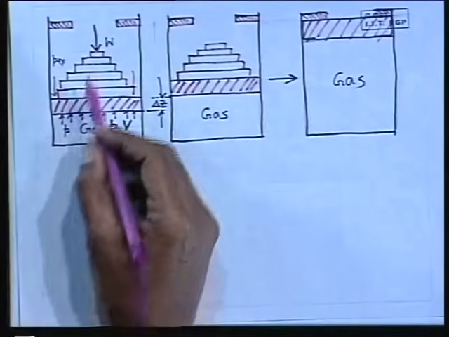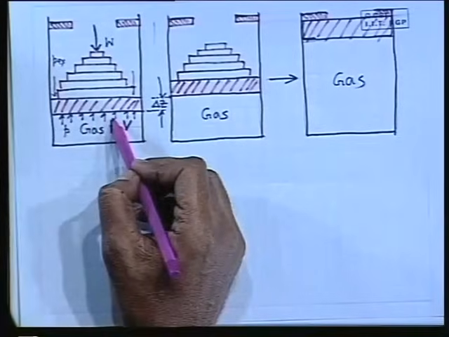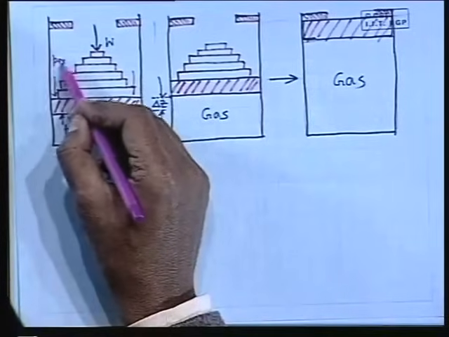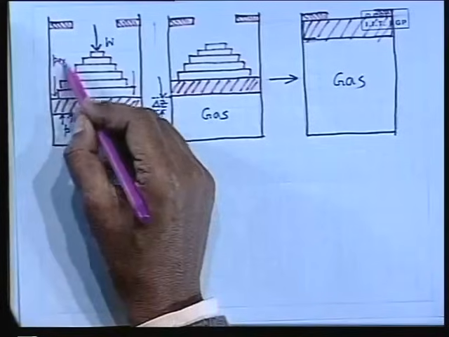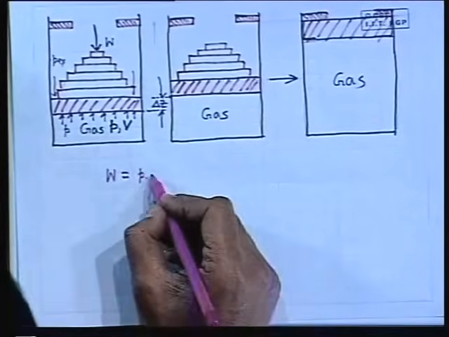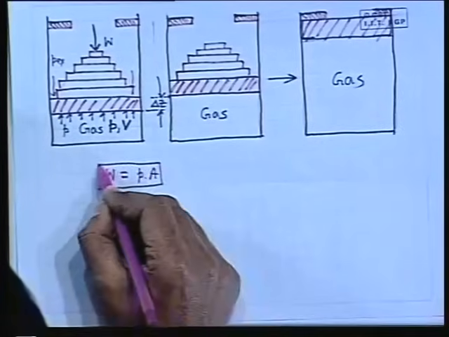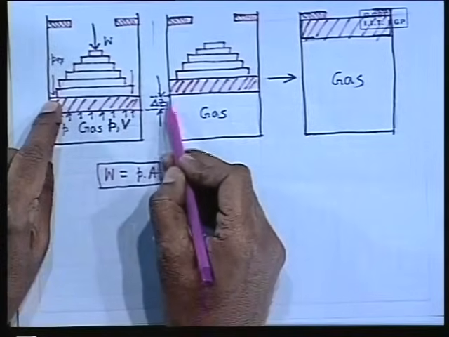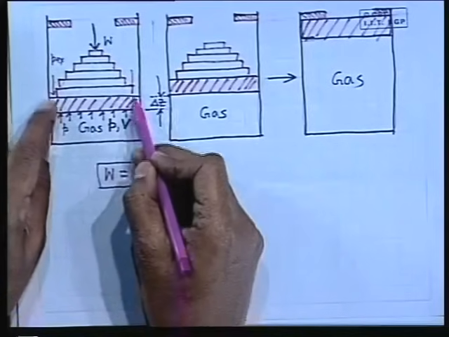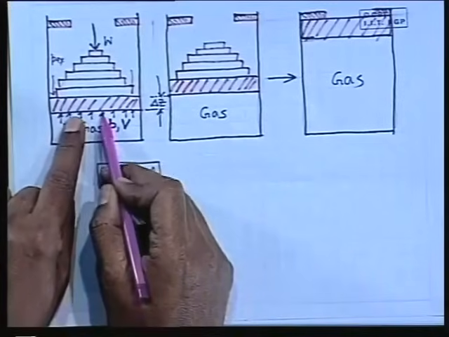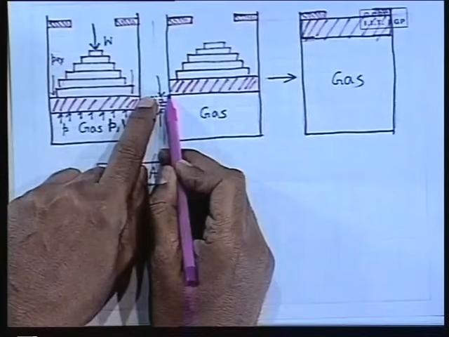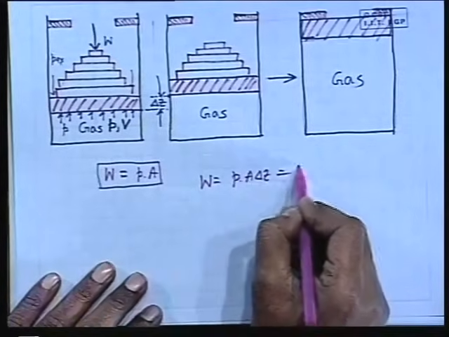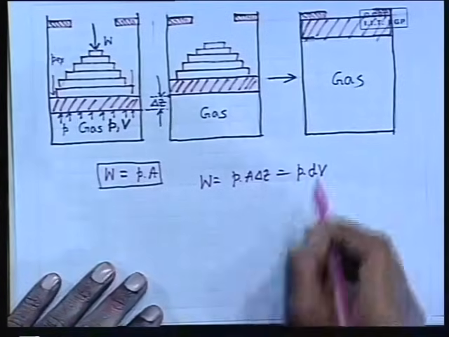Think in this way: let us consider the weight W to be the net force that includes both this weight and the force due to external pressure. This balances P into the area. Now, when the piston is moved a distance delta z, this force has a displacement delta z. That means this total weight W, which is balanced by the pressure force on this side of the piston, is being lifted against gravity by an amount delta z. So what is the work done? Work done is P A delta z, that means P dV, where dV is the volume change. Clear?